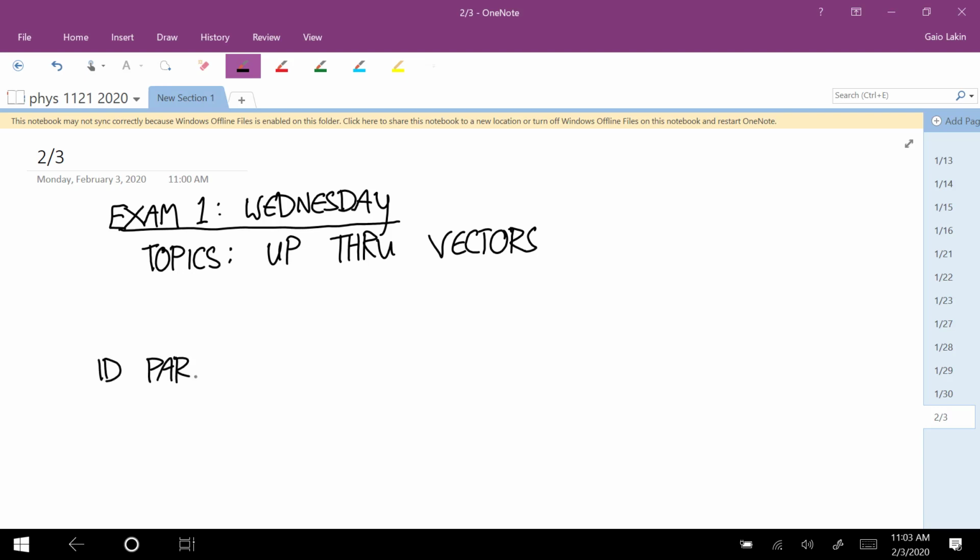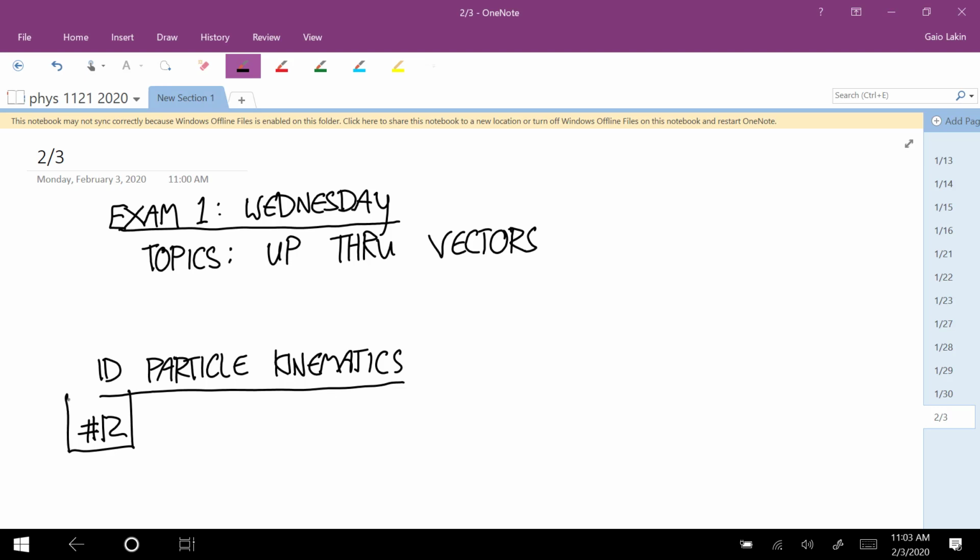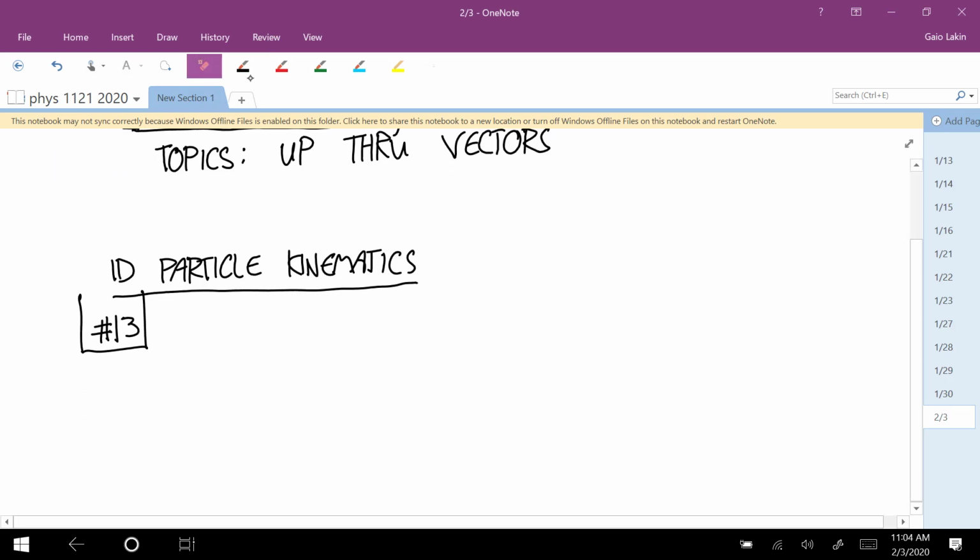So 1D particle kinematics. Number 13. So there's a ball rolling up a ramp. And at one instant, we know that it's rolling up with a speed of 3 meters per second. It's going to slow down, and eventually it'll get to its highest point and then start rolling back down.